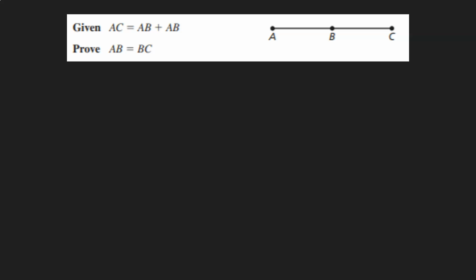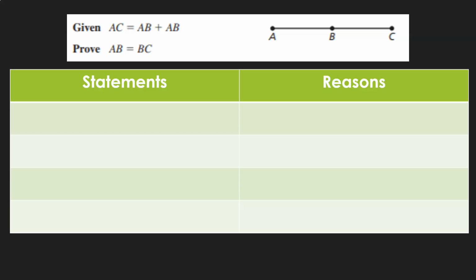So here is my first example. I am given AC equals AB plus AB, and I want to prove that AB equals BC. So what I always do when I have a proof is I start off with two columns. I have my statements and my reasons.